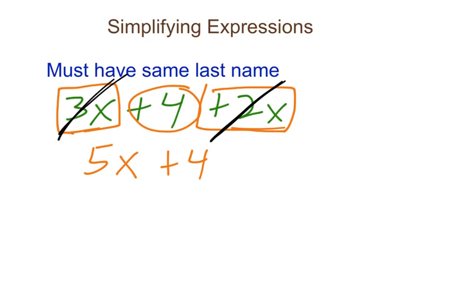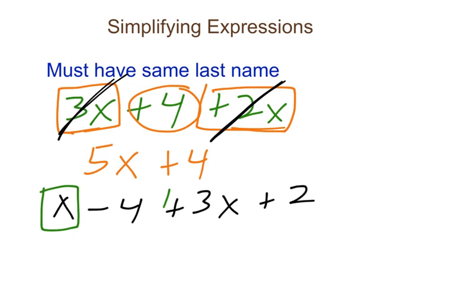All right, if we try another one and we simplify x minus 4 plus 3x plus 2. Here I'm going to box my like terms, so my x and my plus 3x get boxed, and I'm going to circle the minus 4 and the plus 2.